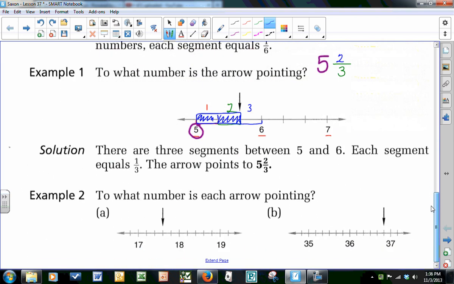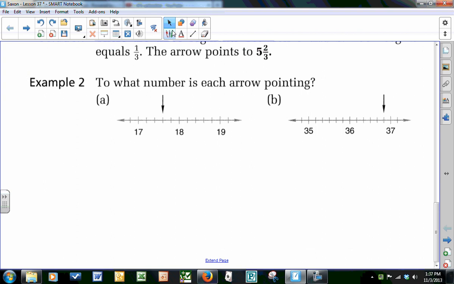So let's practice that with 2 examples here. We have A and we have B. Remember, count your segments first. That's the very first thing. Actually, you know what? I disagree with the book. I would think it would be easier to find your whole number first. Let me extend this page. I need some working room. Exactly. So I would say the first thing you do is decide your whole number.